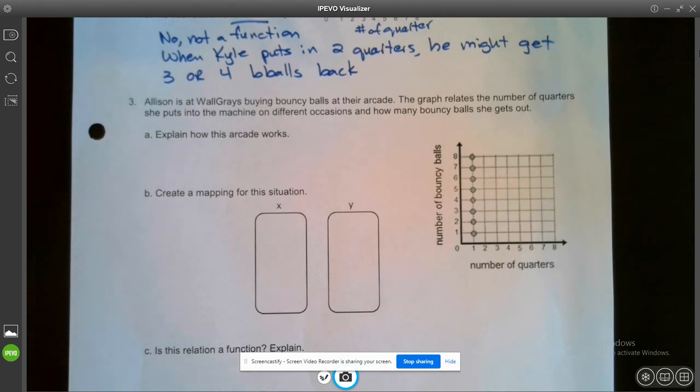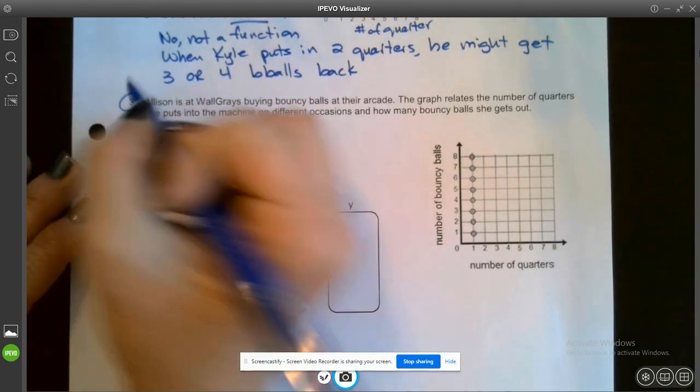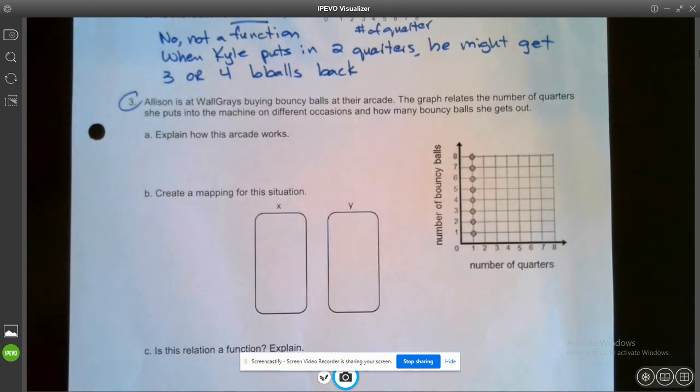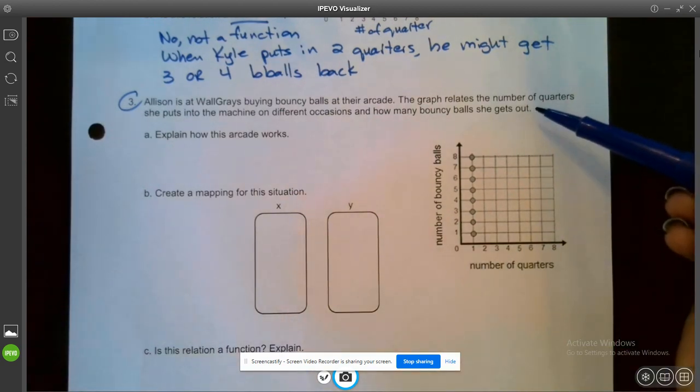Let's talk about Allison. She's going to Walgreens, excuse me. So again, she's not at Rite Aid. She's not at Walmart. Allison's like, forget you guys. I'm going to Walgreens, and she's going to buy bouncy balls there. And the graph here relates the number of quarters she puts into the machine on different occasions and how many bouncy balls she gets out.